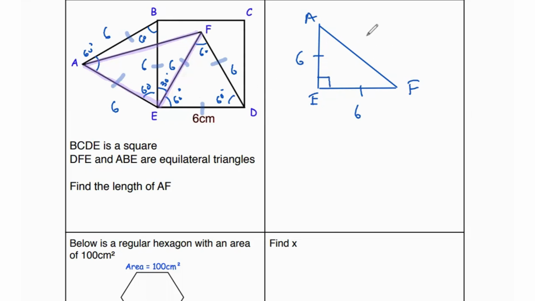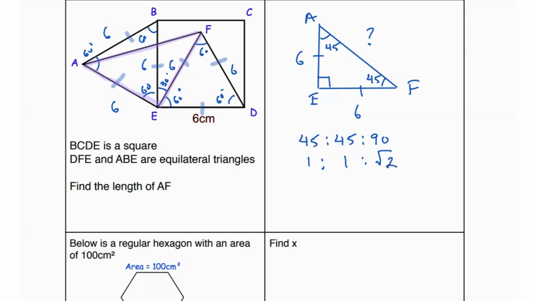So now we need to find the length of AF. So since these two lengths are same, and this is 90, so automatically this is going to be 45, and this is going to be 45. So if you remember the special triangles rule, if it's a 45 to 45 to 90 triangle, the lengths are going to be 1 to 1 to root 2.